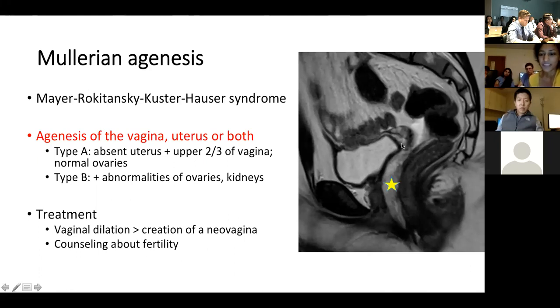So they won't be able to have an intrauterine pregnancy, but they could have a surrogate. And some places have started doing uterine transplants. So that's something that might become more of a treatment in the future. So that's the end of that case.